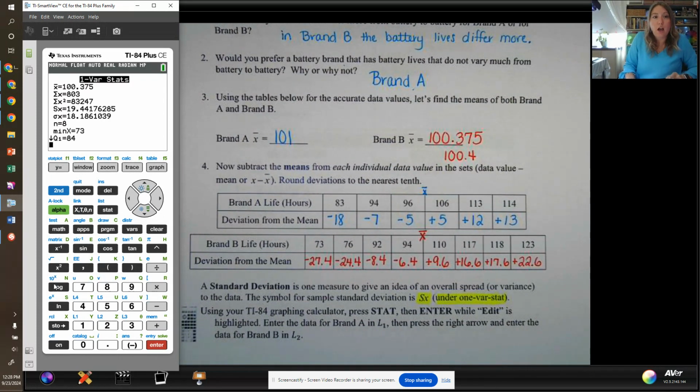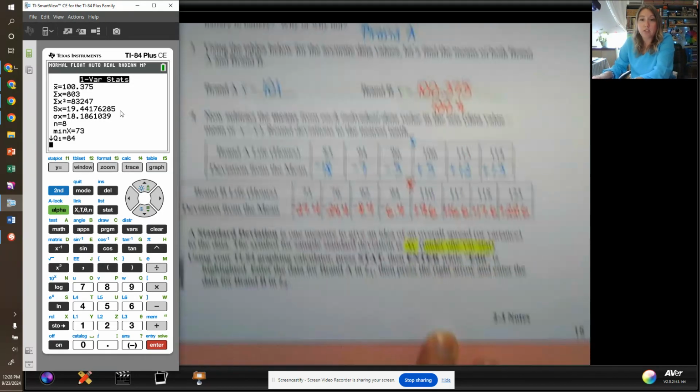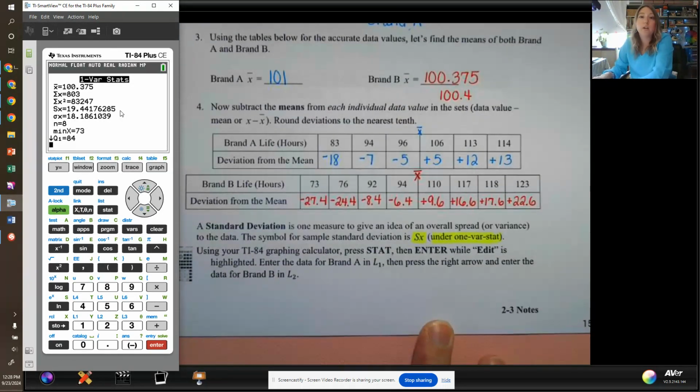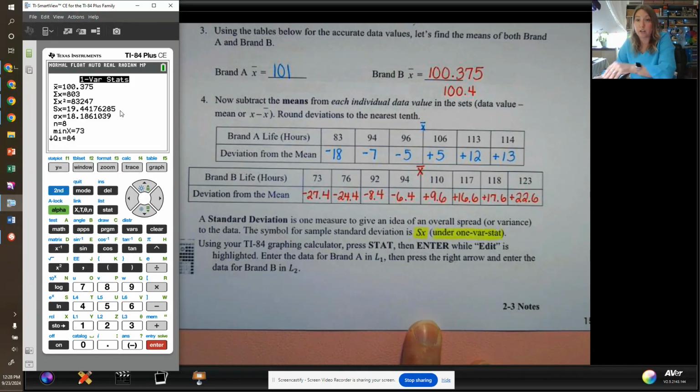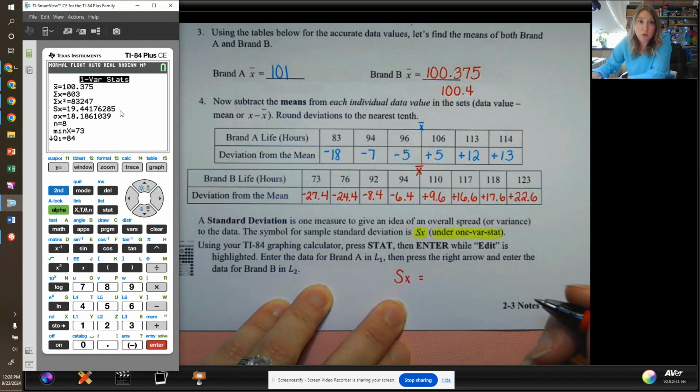There it is, Sx on my graphing calculator. Now this value is going to come out to be an irrational, a non-repeating, non-terminating decimal. So you're going to have a bunch of decimal values behind it. What I'm going to do down here where I have some blank space, and we're going to recopy this on the next page where it asks for it, but I'm just going to write Sx here for brand B in red.